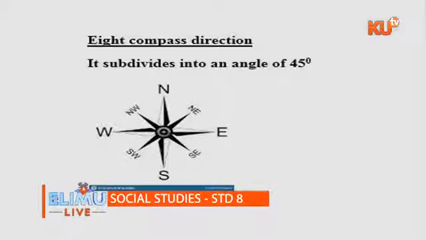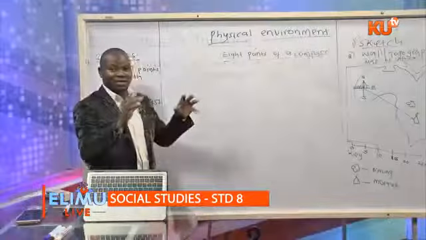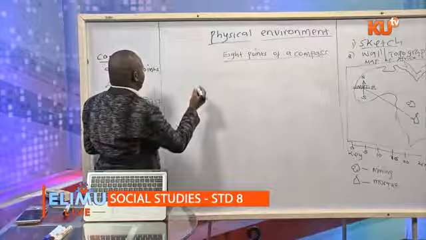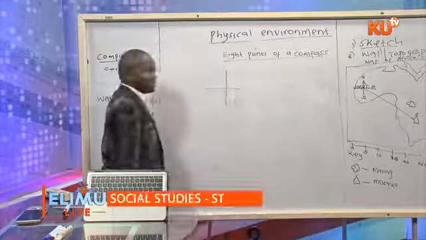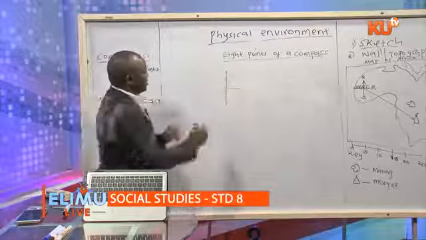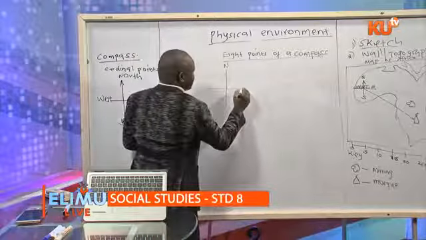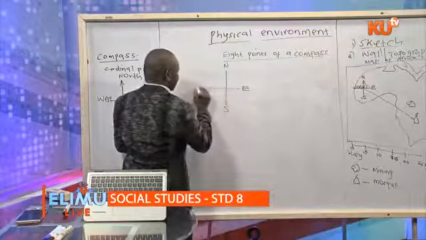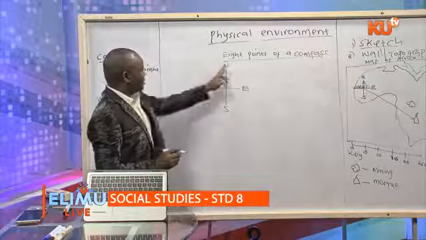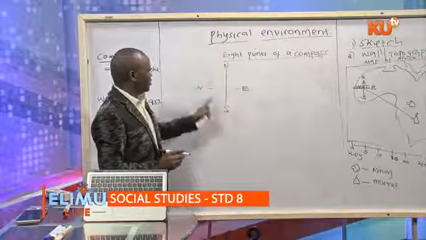The 8 points of a compass, here it is going to give us the 8 compass directions. Of course, those 8 compass directions, you can see them. The first one is that you write north, east, south, west. So this is north, east, south, west.